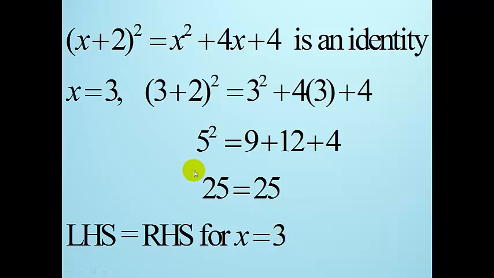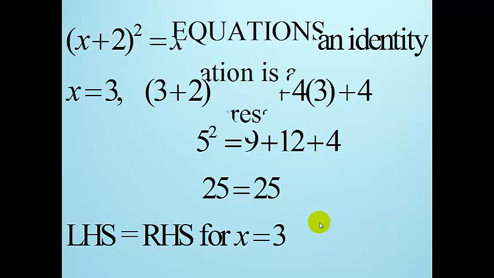That means that for any x value that you take, your left hand side will be equal to the right hand side. And that is what you call an identity. That is the behavior of an identity. The identity is true for all values of real numbers, but for an equation it is true for a specific value. That is the difference between an equation and an identity.